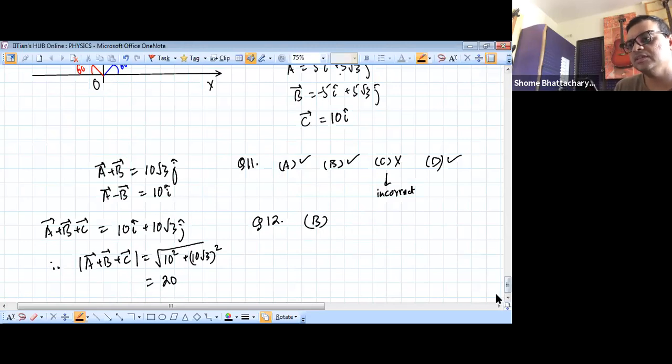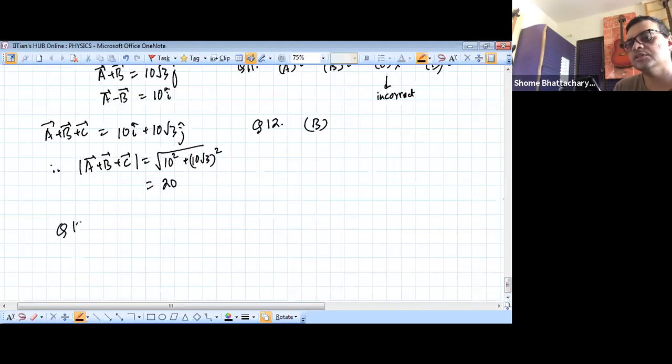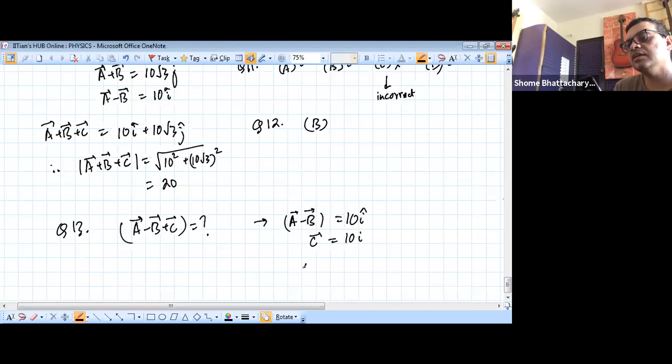Now, question 13 is a little bit tricky. In question 13, we have to see each of the options. It is saying which of these is a null vector. So E minus B plus C, how much will it come to? You can see that E minus B was how much? It was 10 i cap. And C is how much? 10 i cap. You can see that E minus B plus C is becoming how much? It is becoming 20 i cap. So that option is not correct. It's not a null vector.